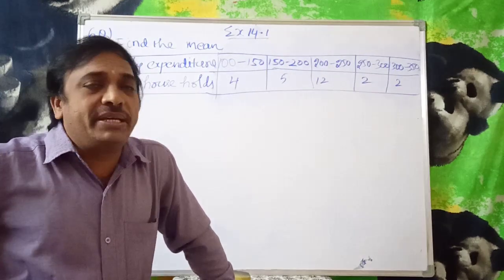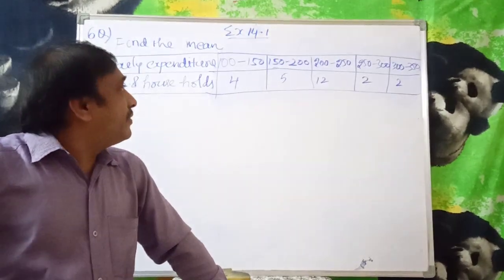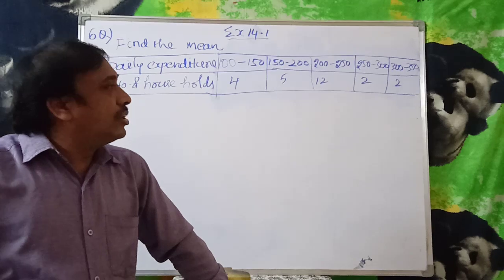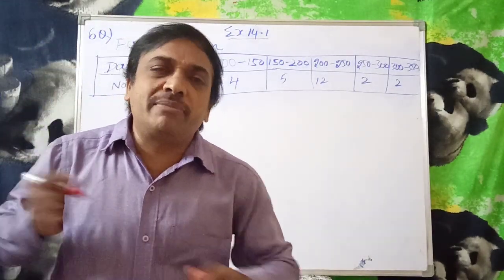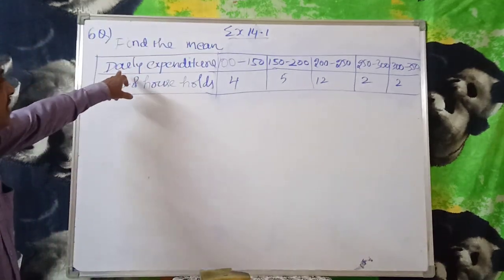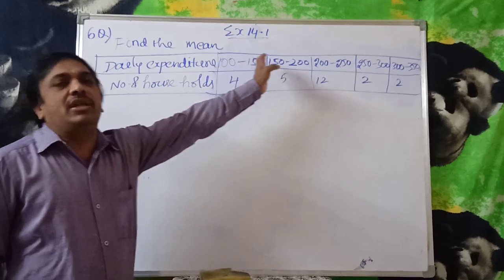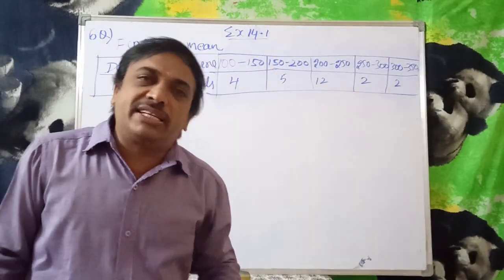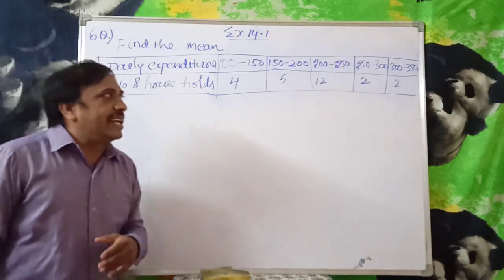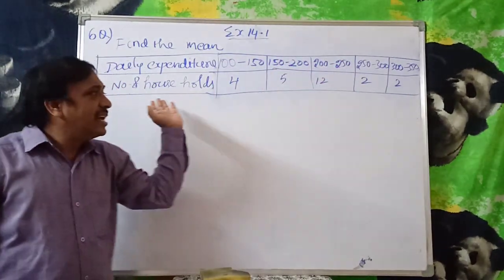When the data is big, the class intervals are 100 to 150, 150 to 200 like this. So for this data we are going to use the step deviation method. What are these, daily expenditure and number of households? 100 to 150, what do you call this? Class interval. Is it continuous data or discontinuous data? Continuous data, right? 150 to 200, 200 to 250 is given, and the frequency.